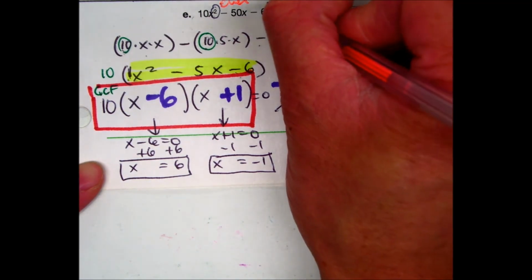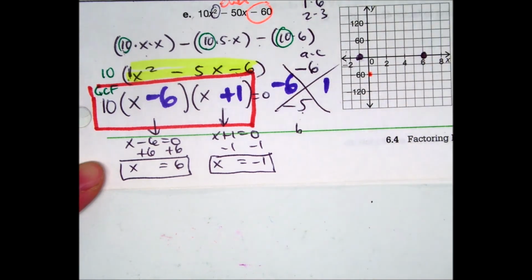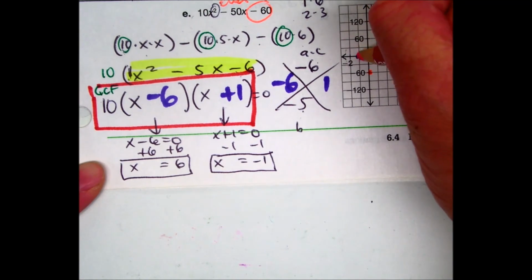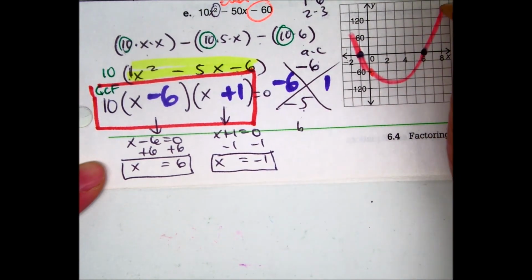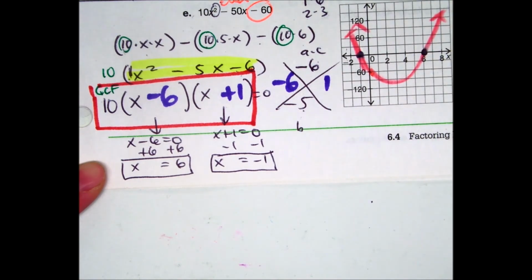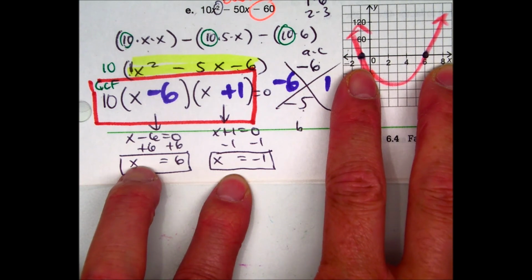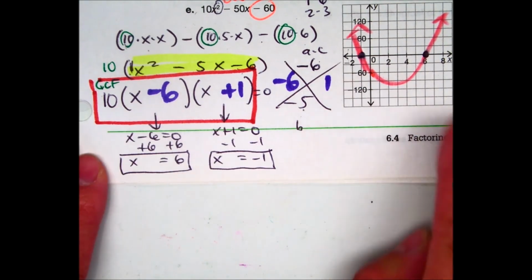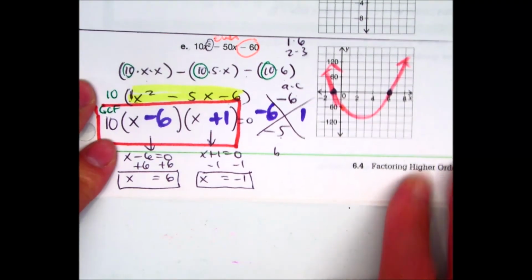So here are some clues. The y-intercept is negative 60. And I'm going to go ahead and sketch a graph. I have my two x-intercepts. Remember multiplicity. It's shooting through. And it's going through negative 60. And that's how you factor and graph.